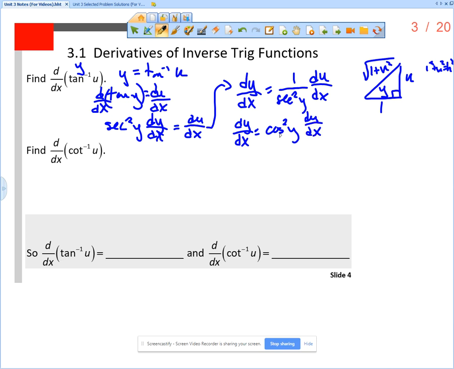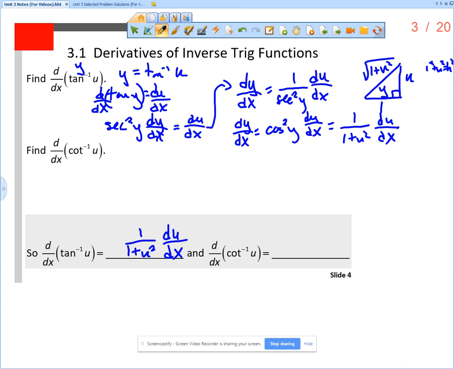All right, so now what would cosine of y be? Well, cosine of y would be 1 over the square root of 1 plus u squared, but if I square it, I get 1 over 1 plus u squared, du dx. So the rule for tangent, 1 over 1 plus u squared du dx.